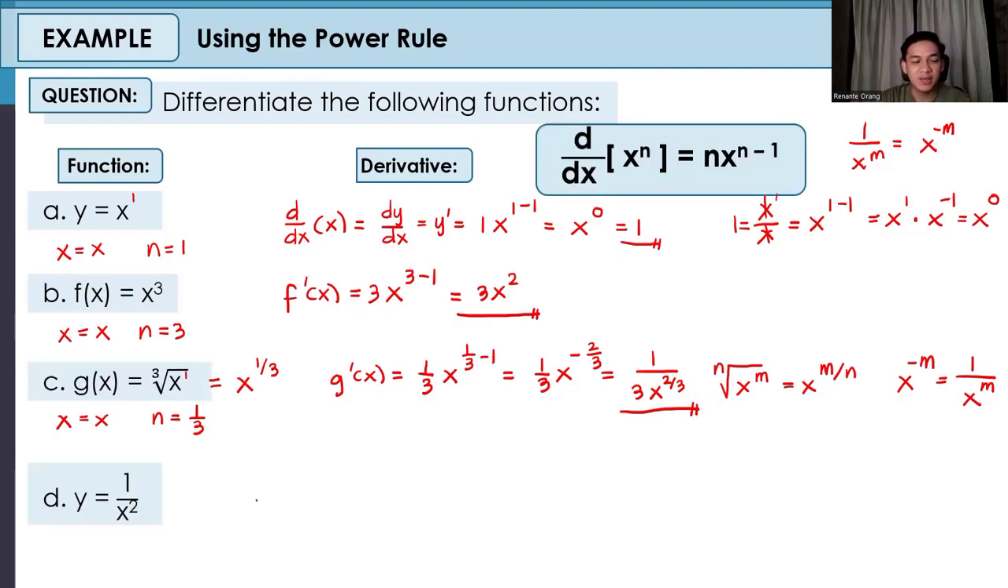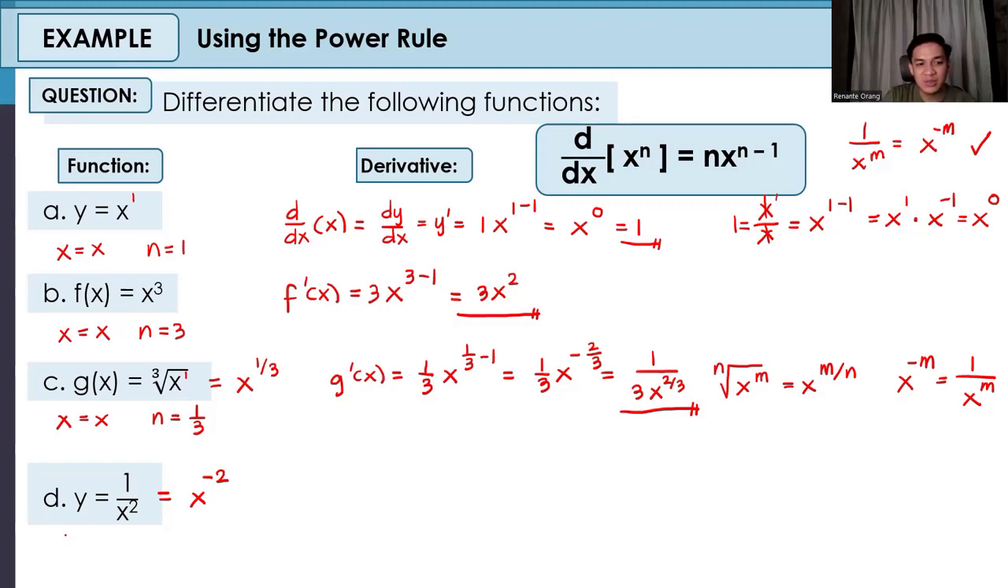For our letter D, we have y is equivalent to 1 over x squared. So again, we cannot differentiate this one kasi nasa baba yung ating variable. So, rewrite muna natin, class. Take note. Ito, we have 1 over x raised to m, magiging x raised to negative m. So, eto rewrite natin magiging x to the power of negative 2 kasi tinransfer natin sa itaas.